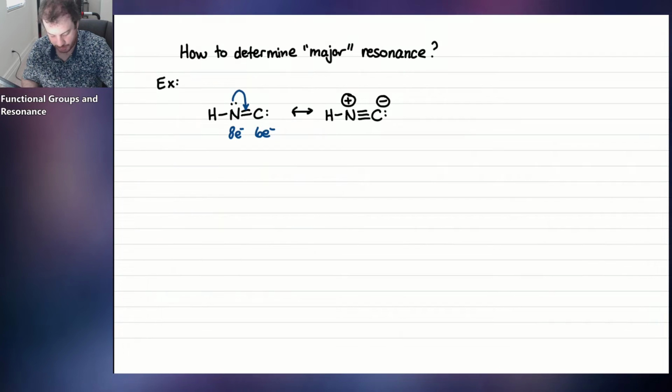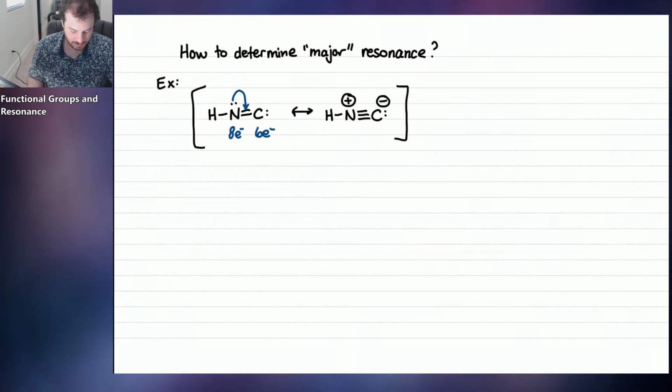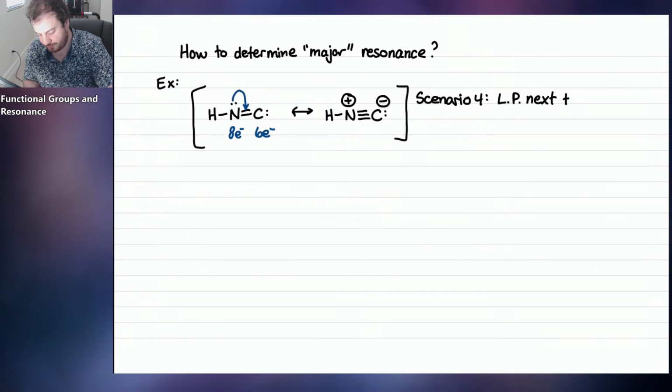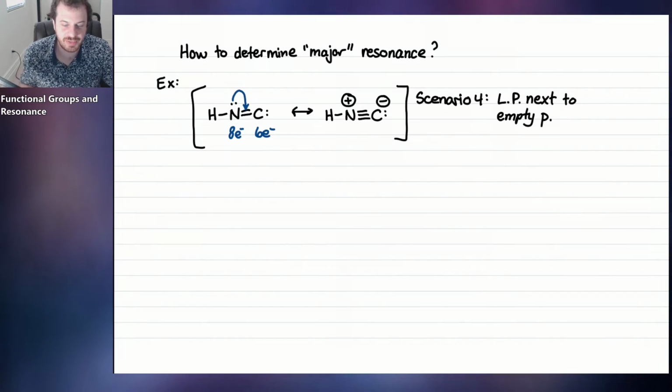We can calculate our formal charges. They look like that. Okay. And so this was scenario 4, which is lone pair next to empty p. Okay. Now, which one of these resonance structures is best?